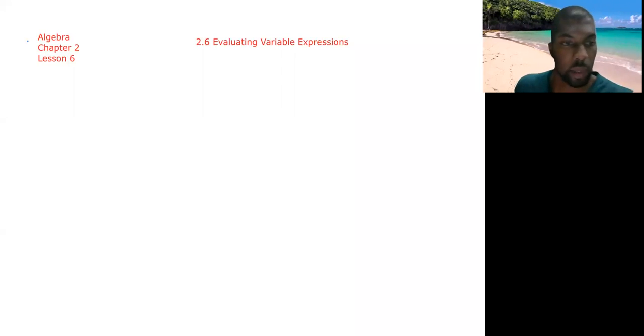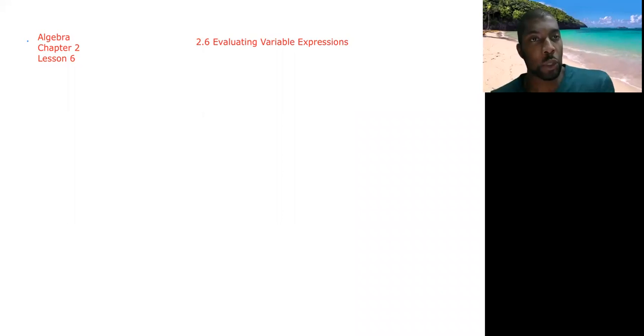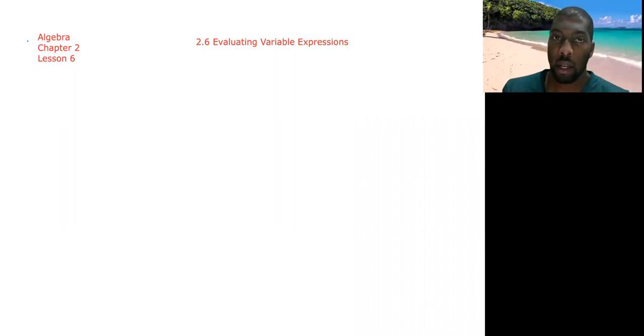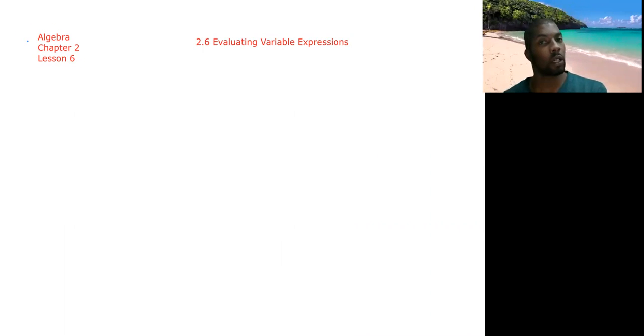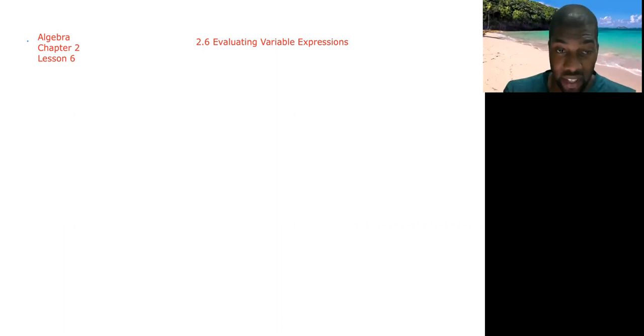All right, ladies and gentlemen, boys and girls, welcome back to Algebra, Chapter 2, Lesson 6, or 2.6, Evaluating Variable Expressions. Today is a very simple day. All we're going to be doing is substituting numbers for letters and back and forth.